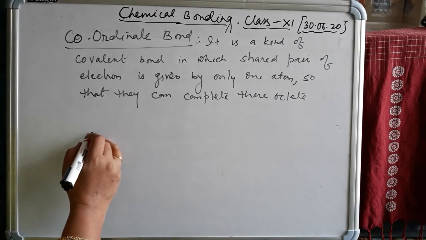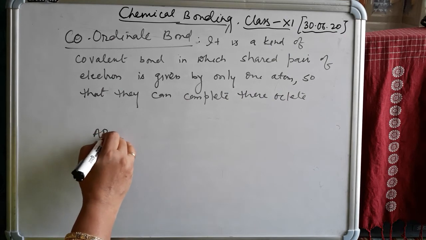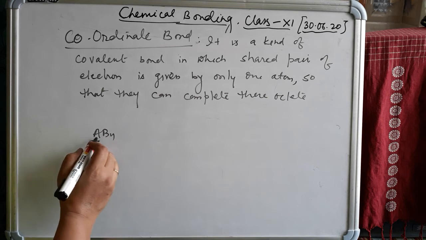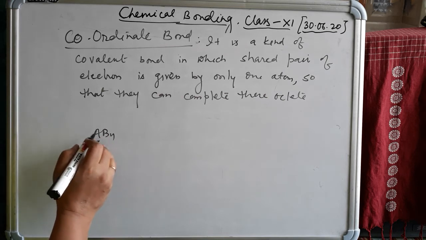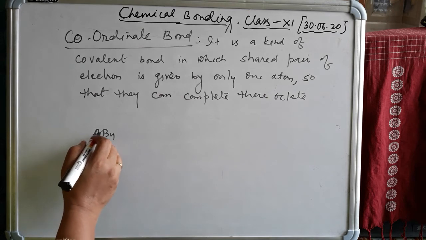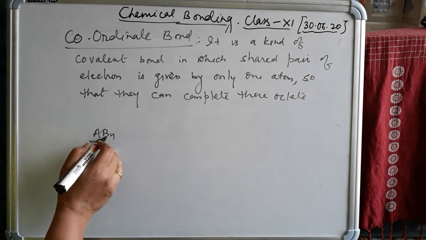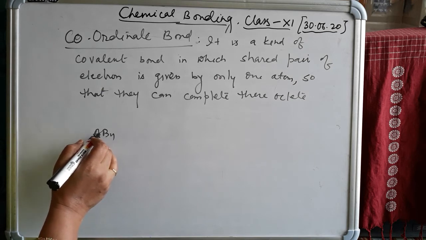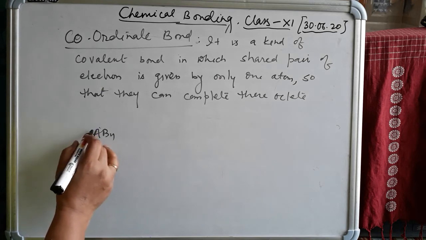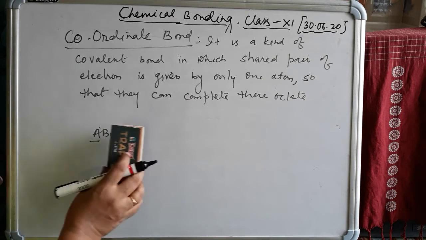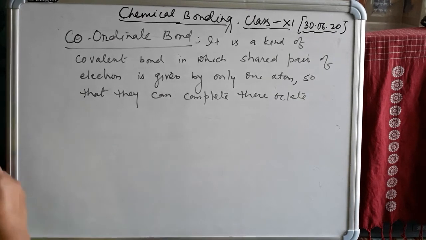Suppose we have a compound like AB4. This is the central atom. It tries to first complete its octet. After that, it contributes its electron pair to the B atom. At first it completes its octet and then it contributes the electron pair to the B atom. So it is also a type of covalent bond.